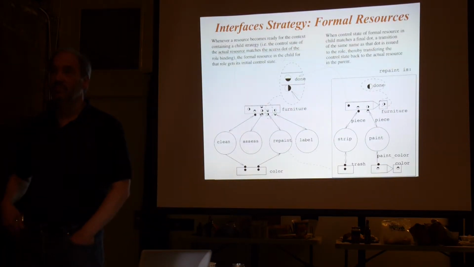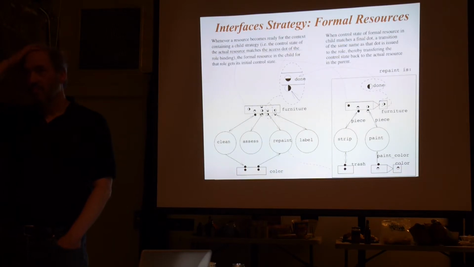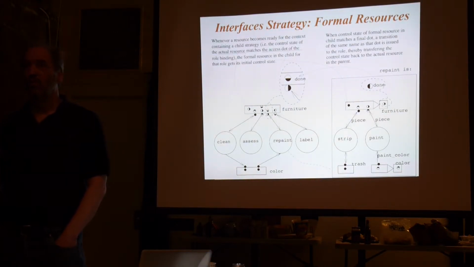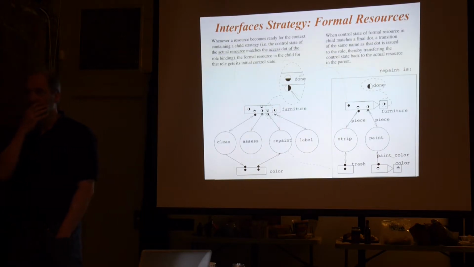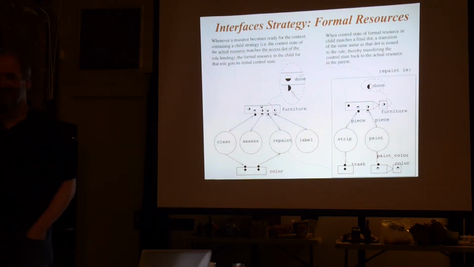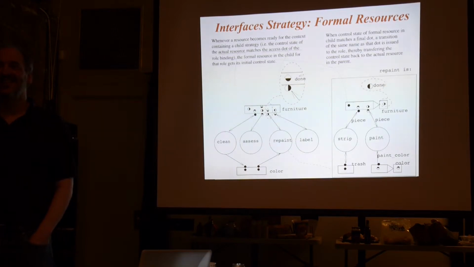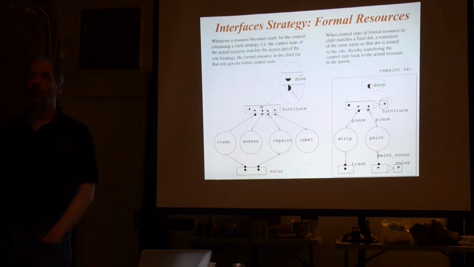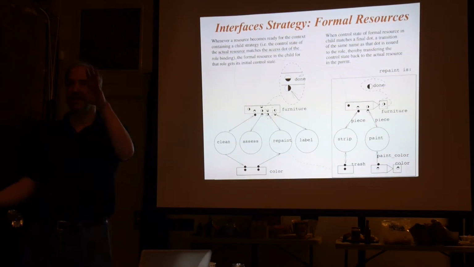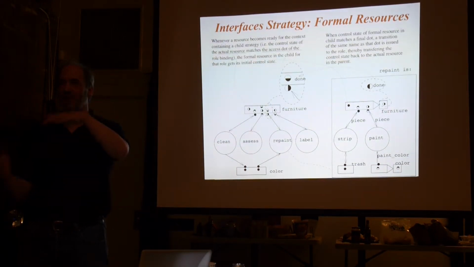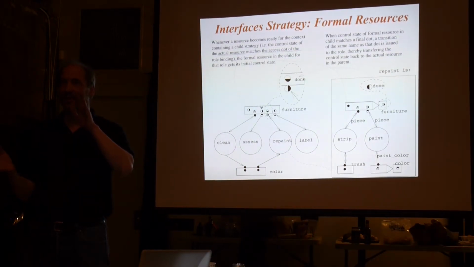Yes? Does the formal resource maintain control state from the external resource while it's waiting for all of its... No. So, let's say you're waiting on repaint, but there's a bunch of other stuff that are also trying to use furniture. Is it going to block on that? Okay, so it's only tactics that wait for all their resources to be ready before they activate. So you can make a strategy so that it does the same thing.